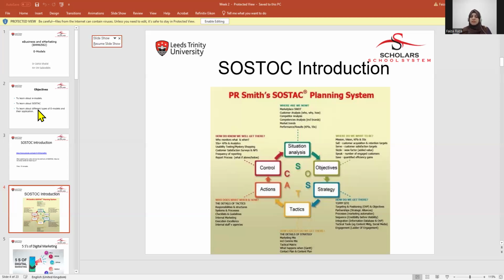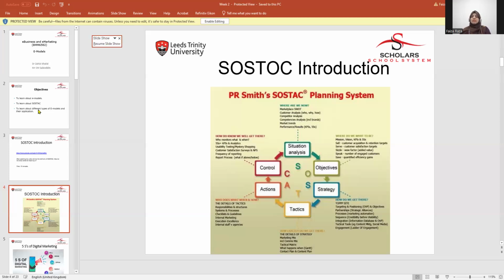Then T refers to tactics: how exactly do we get there? In more specific detail, the details of strategy: the marketing mix, the customer mix, the tactical mix, metrics, and the Gantt chart kind of thing, then the contact plan.